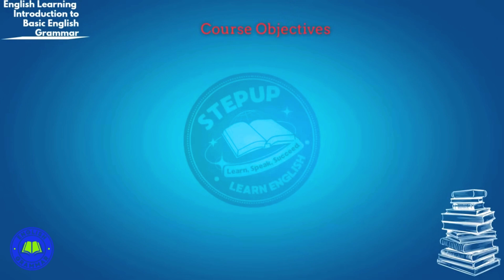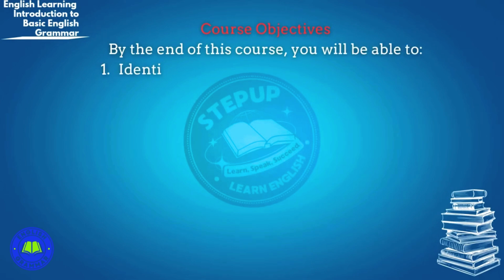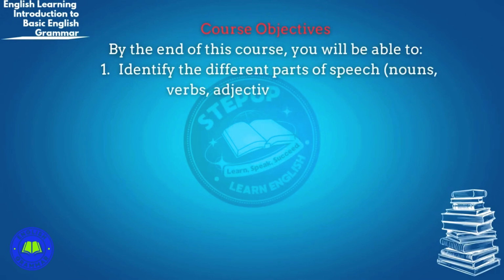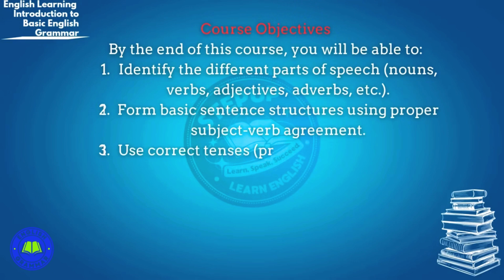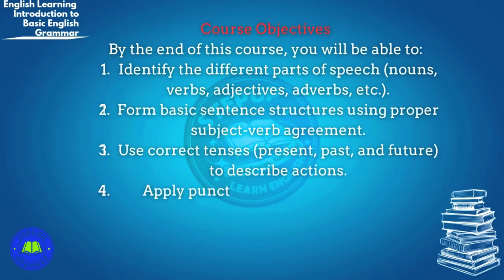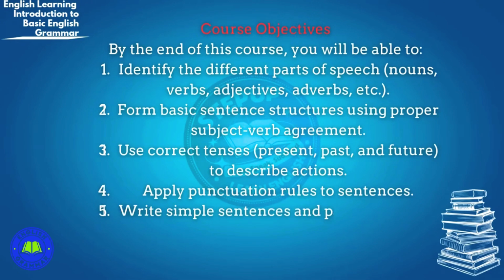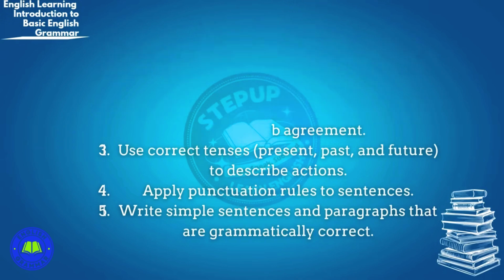Course objectives. By the end of this course, you will be able to: 1. Identify the different parts of speech: nouns, verbs, adjectives, adverbs, etc. 2. Form basic sentence structures using proper subject-verb agreement. 3. Use correct tenses, present, past, and future, to describe actions. 4. Apply punctuation rules to sentences. 5. Write simple sentences and paragraphs that are grammatically correct.